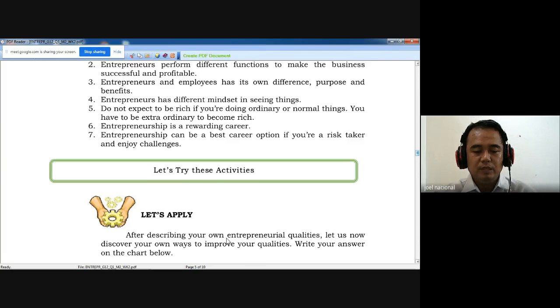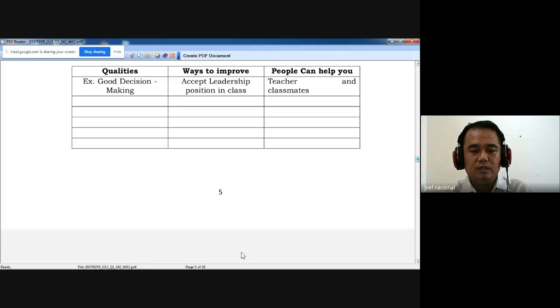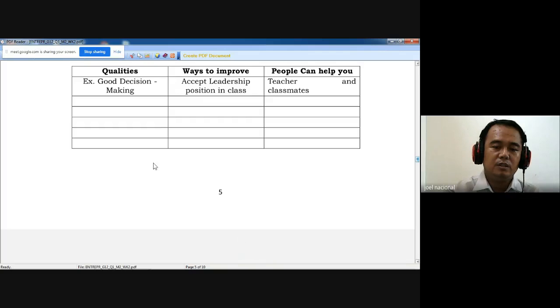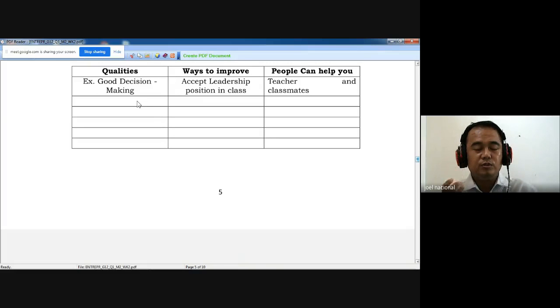So after describing your own entrepreneurial qualities, let us now discover your own ways to improve your qualities. Write your answer on the table below. Okay, qualities, ways to improve, people who can help you. So what are the qualities you assess in yourself? Put them here, then the ways to improve. Then there are people that can help you, such as the teacher, classmates, and others.